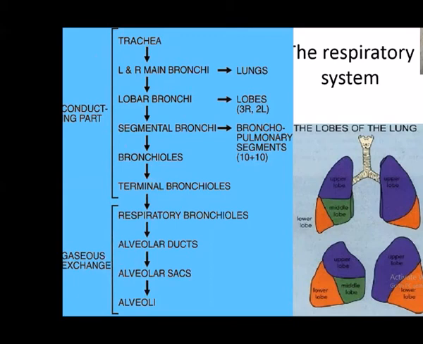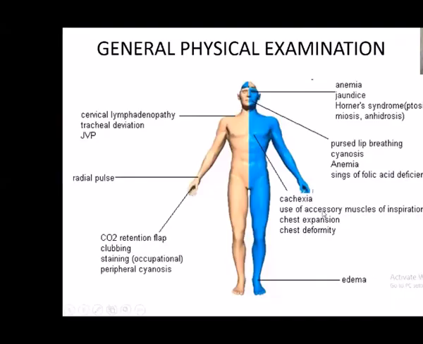Then the lungs are divided into lobes, and lobes are divided into segments. So this is the right lung, 3 lobes, left lung, 2 lobes. Right upper lobe consists of 3 segments, middle 2 segments, and this is considered the lower lobe, 5 segments. So you should learn all these segments.